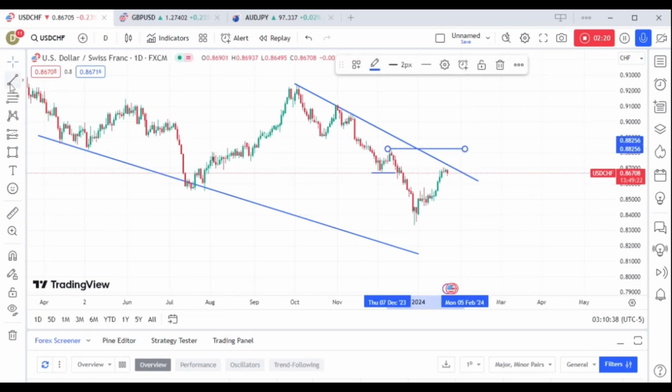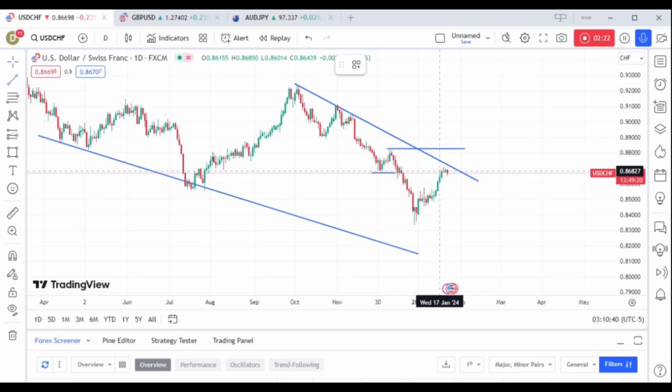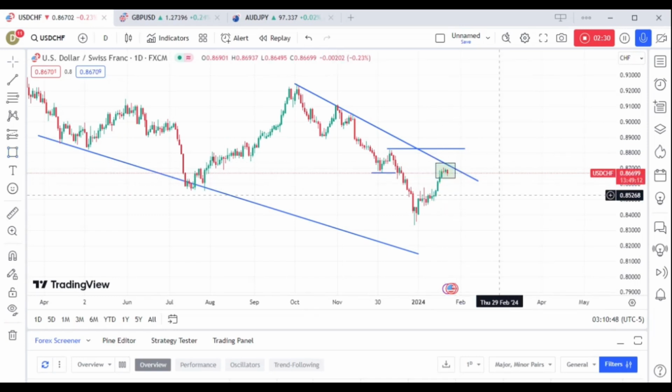And as well, I want to pay attention to this current place here. The price is here. So I'm going to use my toolbox to mark out this level here to see what price is doing at this zone here. Remember, I had to first find the trend.